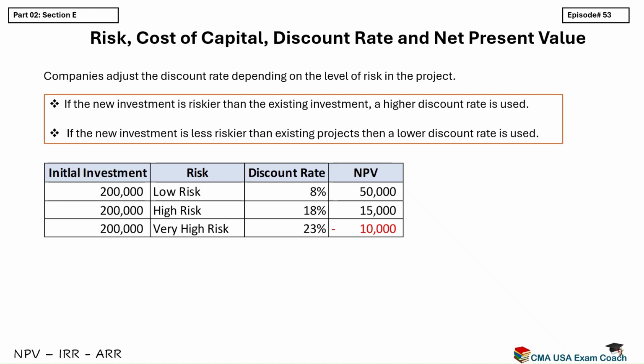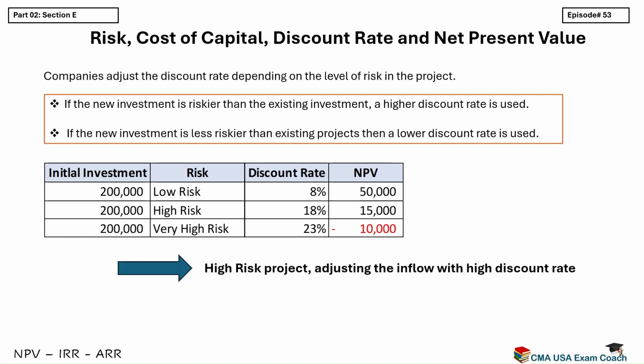In this case, the company would likely reject the project because it does not provide a positive return for the high-risk investment. So, this table clearly shows why adjusting the discount rate for risk is important. It helps management make realistic investment decisions and avoid projects that are too risky. Now that we understand how and why companies adjust their cost of capital to match the risk profile of a project, the next step is to understand the NPV profile.